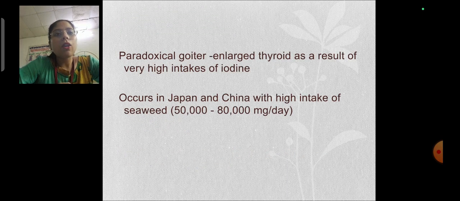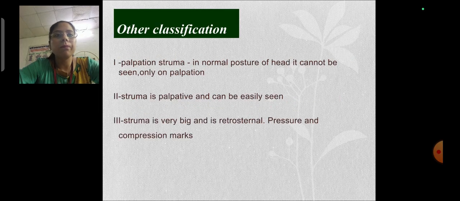The other one is the paradoxical goiter. In this type of goiter, we have an enlarged thyroid gland as a result of very high intakes of iodine. It occurs in Japan and China with high intake of seaweed, approximately 50,000 to 80,000 milligrams per day.